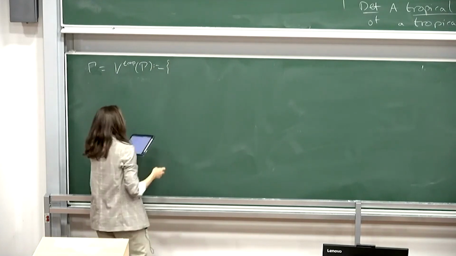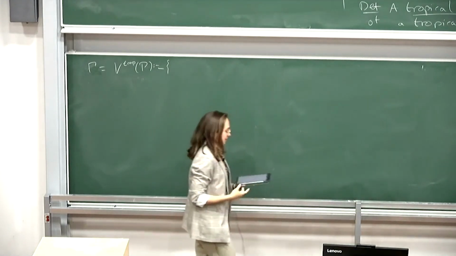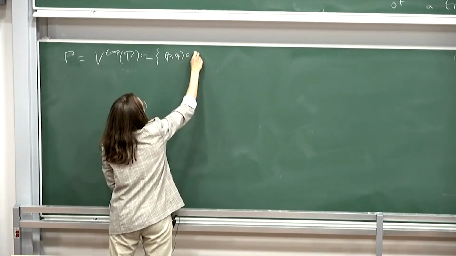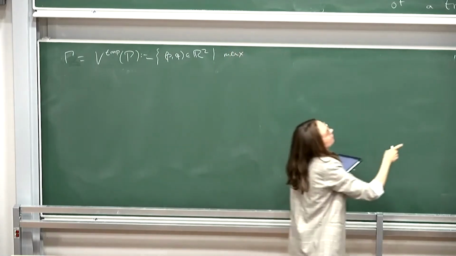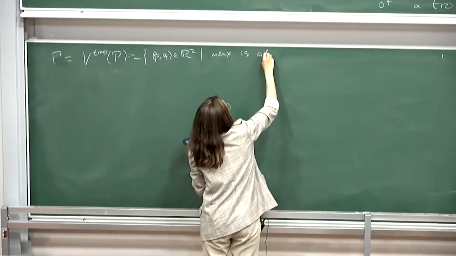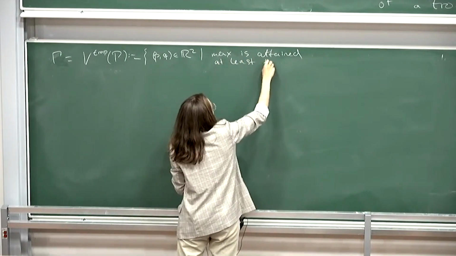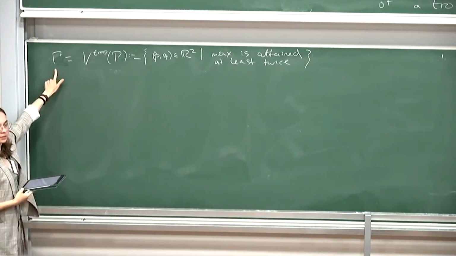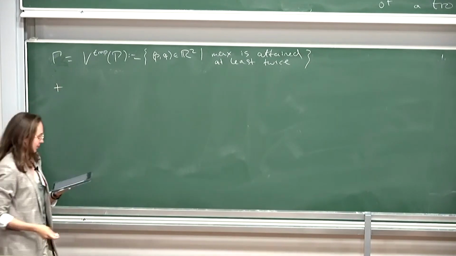So this is the definition. What does it mean that the polynomial is non-differentiable? That's exactly where this maximum is attained at least twice. So these are all points in R^2 where this maximum up there is attained at least twice. So this is a graph. And we want to add some weights to the graph.